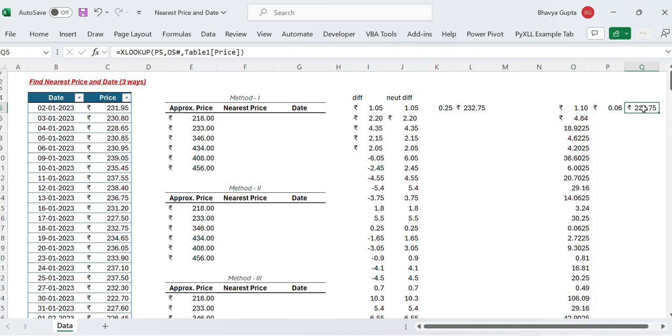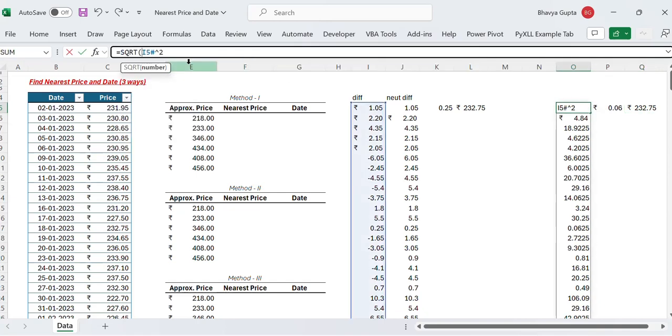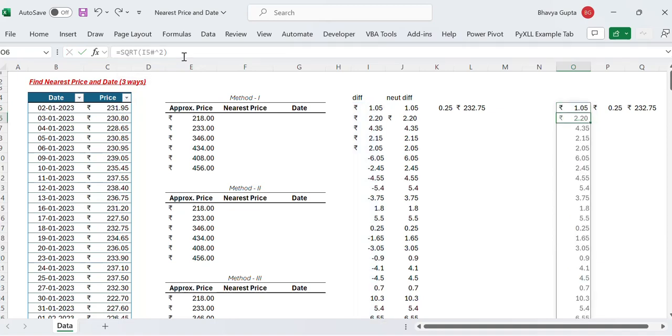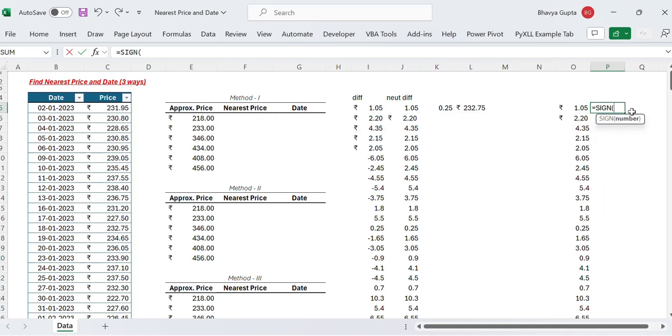So this could also be one way to make the signs similar. If we try to find a square root as well, then also the result will stay the same. So we have this result here. This is another way of neutralizing the signs here. I can remove this. And another way could be using the sign function. So let's say we use the sign function here, and we try to find out the sign of these differences.